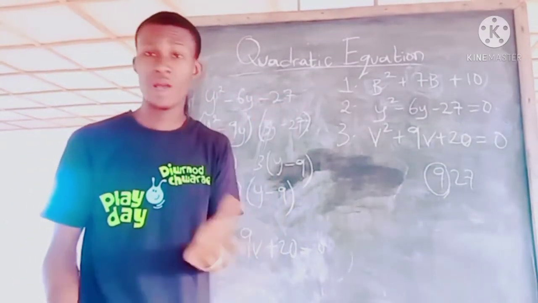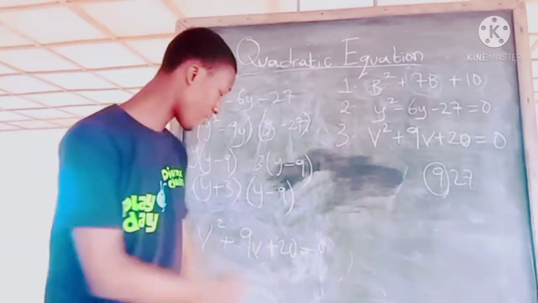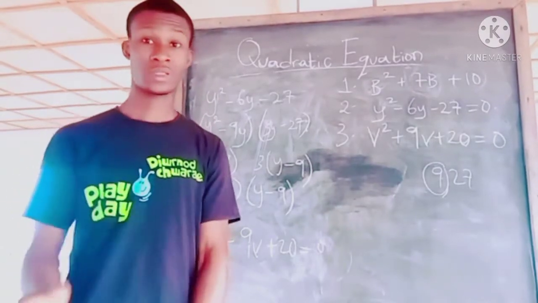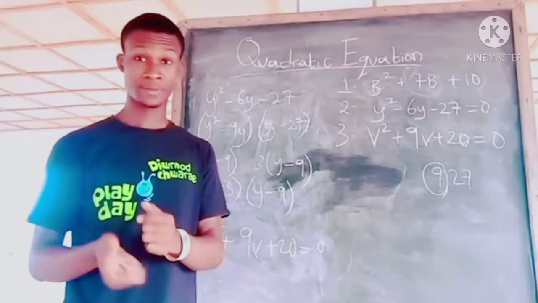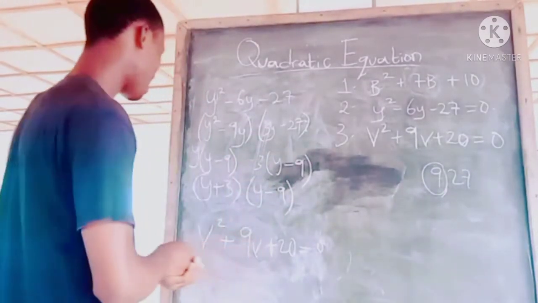4 and 5 are the best numbers to use over here, because 1 plus 20 can never give you 9, and 2 plus 10, or 2 minus 10 rather, will surely never give you 9. But the best numbers to use here are 4 and 5. So let's step ahead with it.